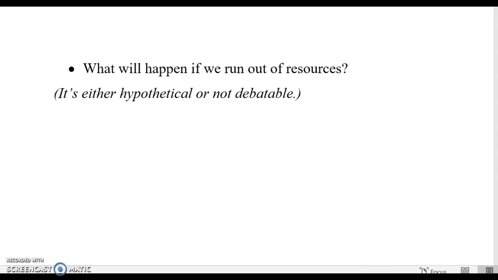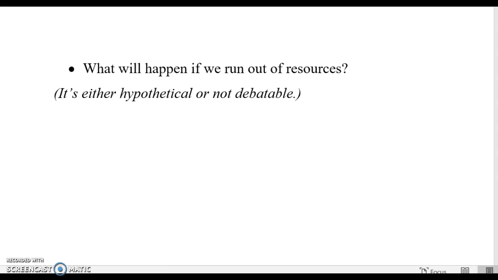Another kind of question that I often see that is often hard to research is, what will happen if we run out of resources, right? So that's a hypothetical question that tends to be really challenging because we can't really answer those questions. And if we can, they're not debatable.